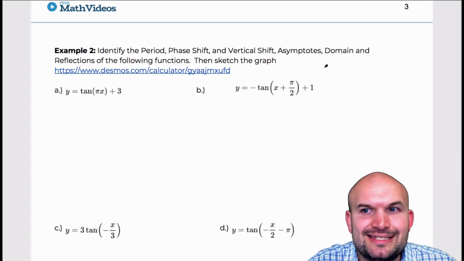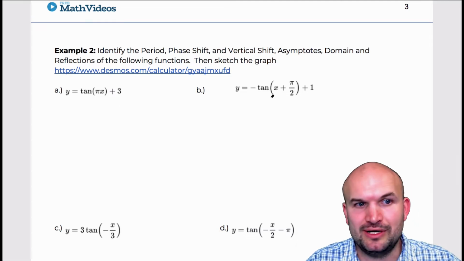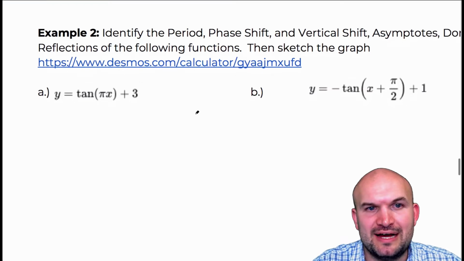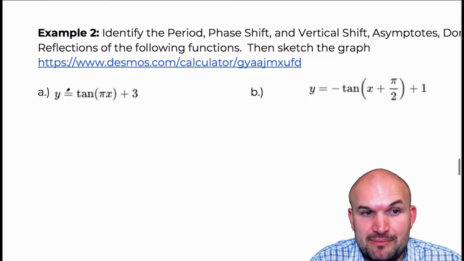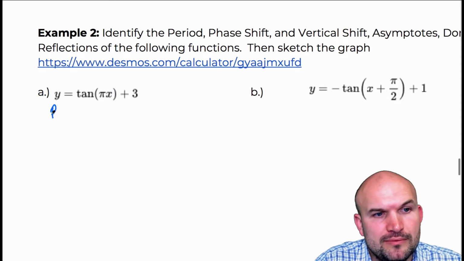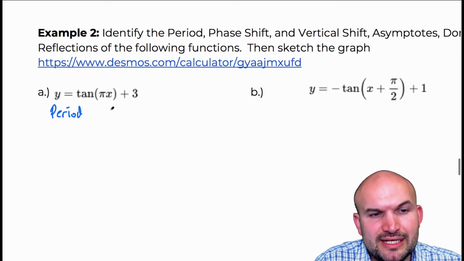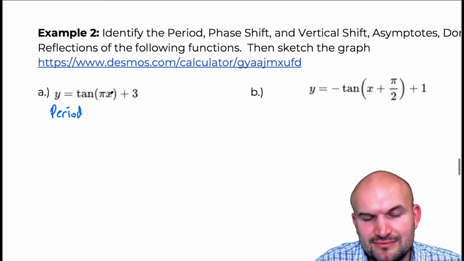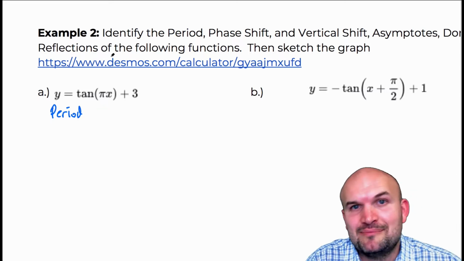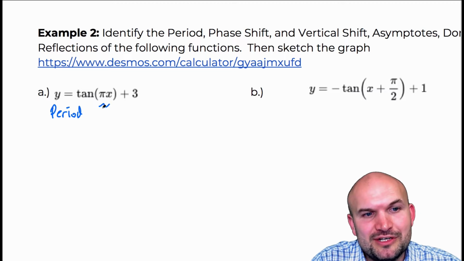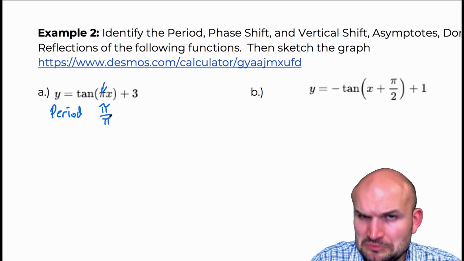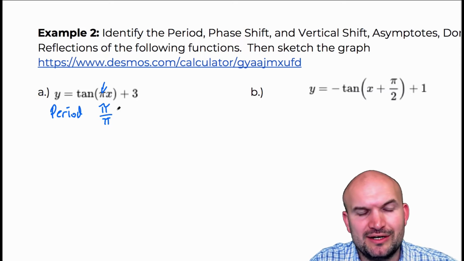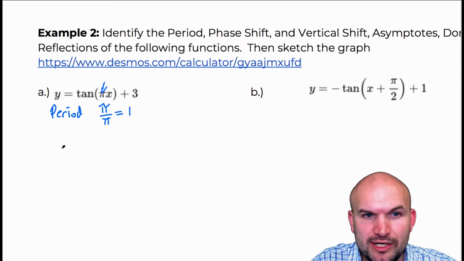So let's start with the easy one, which would be identifying the period. And again, remember the period is just going to be 2 pi divided by b. I'm sorry, not 2 pi. Geez, I'm already starting with the wrong one. That's just going to be pi divided by b, which in this case is pi. Cool. So period here is pi, which is just equal to 1.